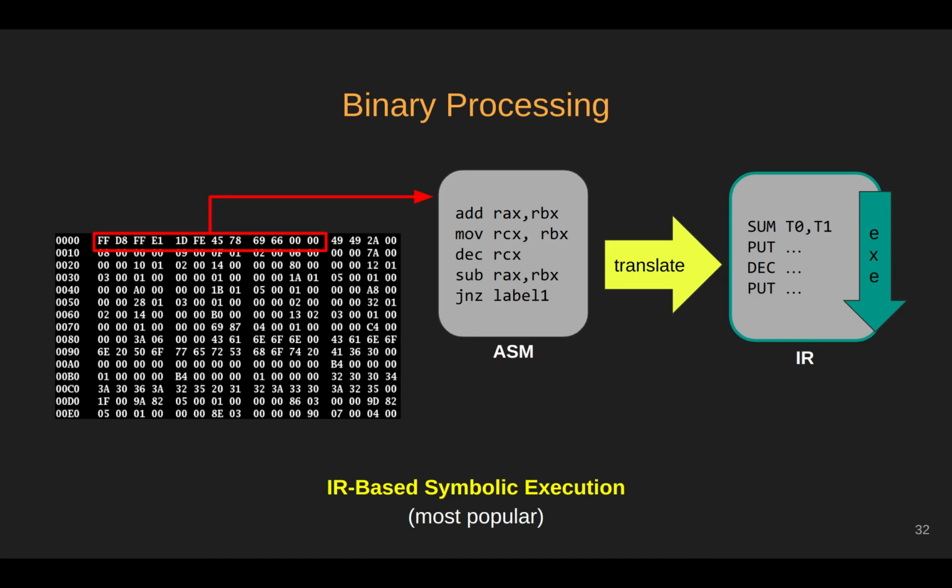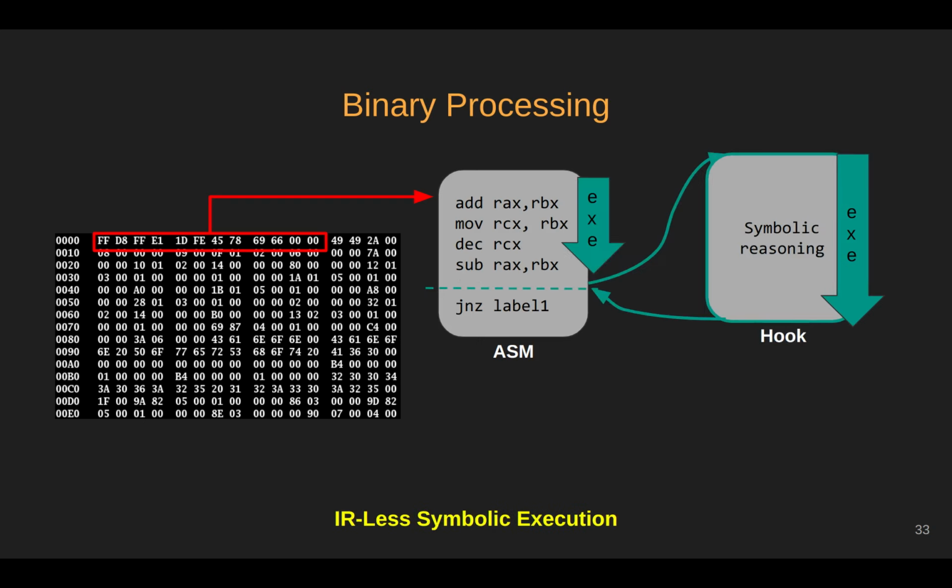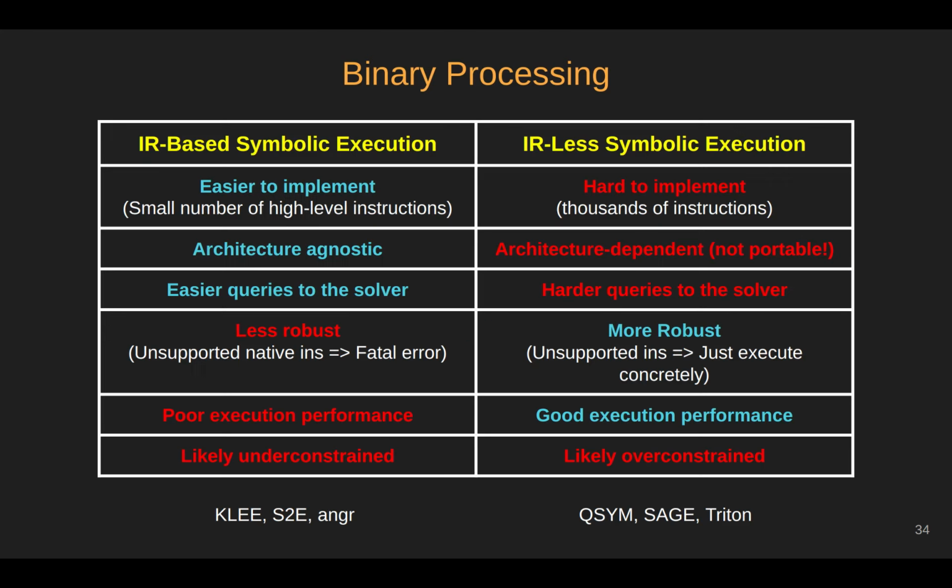So in an IR-based symbolic execution model, you have, let's say, x86 assembly, and then you translate it into this IR, and this is what the symbolic executor understands. In an IR-less approach, you don't. The only thing that is executing is the assembly itself, and then there is some symbolic reasoning that is injected at the points of interest. This is like a table showing the differences.